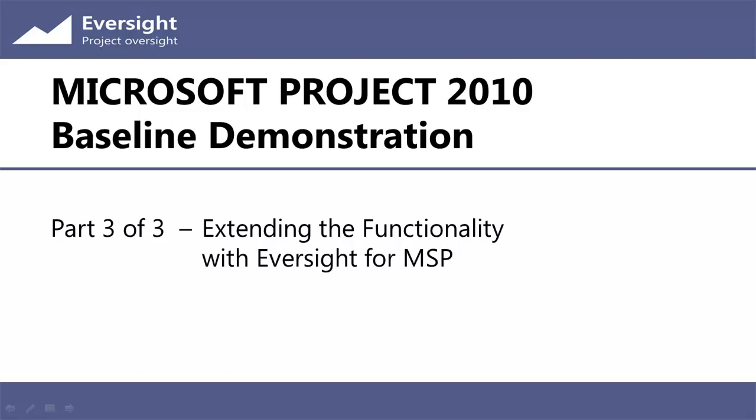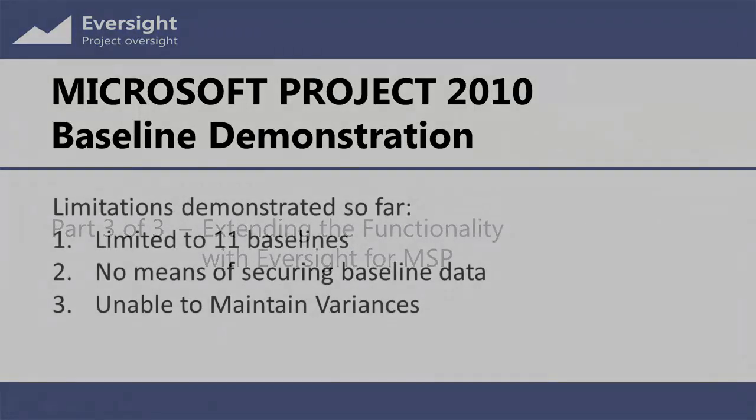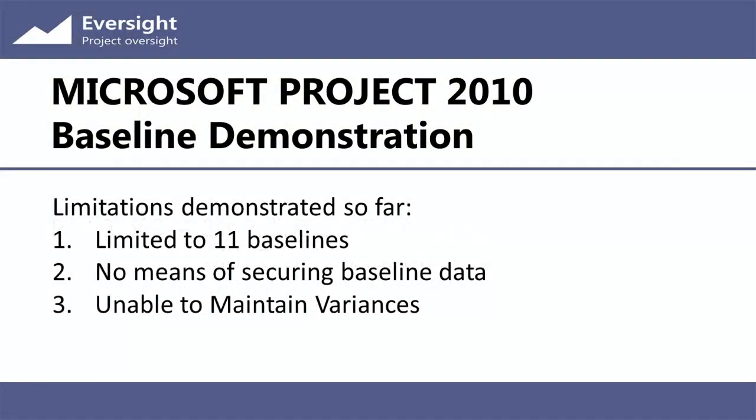Welcome to the third and final video in our series giving an overview of Microsoft Project's baseline component. In the previous videos, we gave a description of how to use the native functionality and how it also has some constraints. Firstly, Microsoft Project only has 11 baseline repositories, the default baseline plus baseline 1 through to baseline 10.